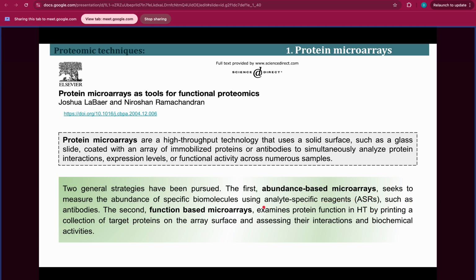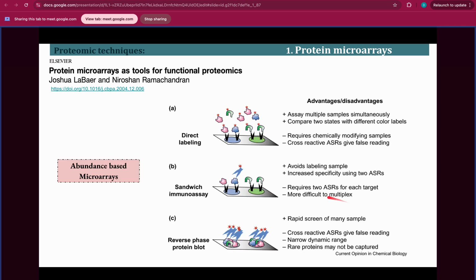And also focus on analyte specific reagents. The analyte is the thing which we are analyzing, and specific reagents means the reagents which attach to my analyte, which are specific for my analyte, so we have to use them. Now, in this paper they have given both these microarray techniques.